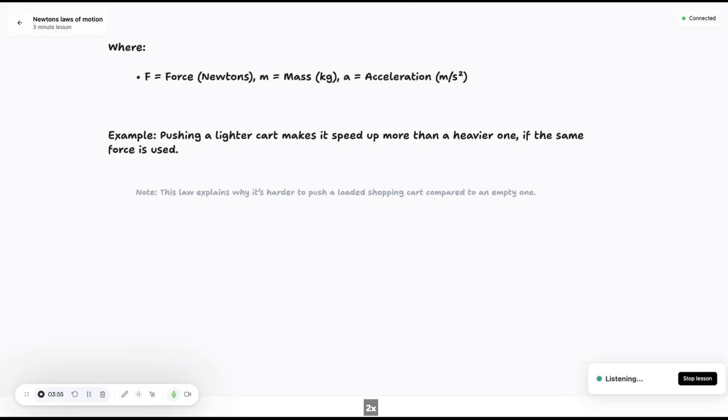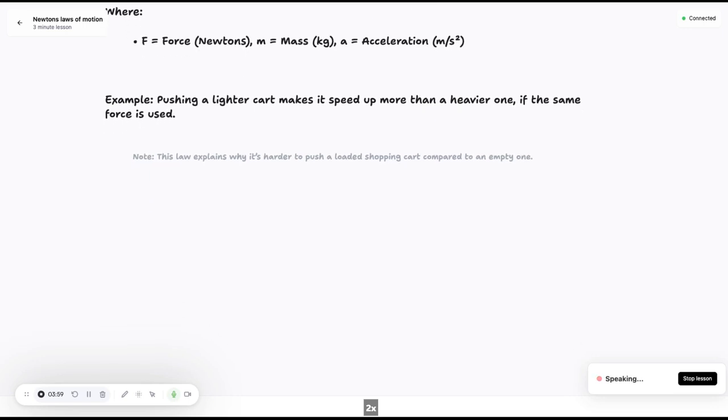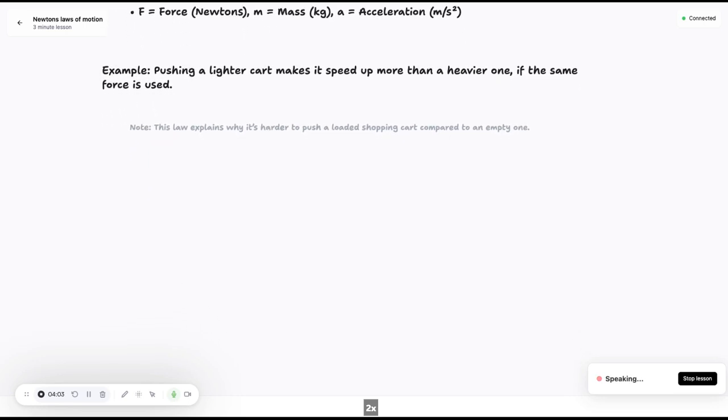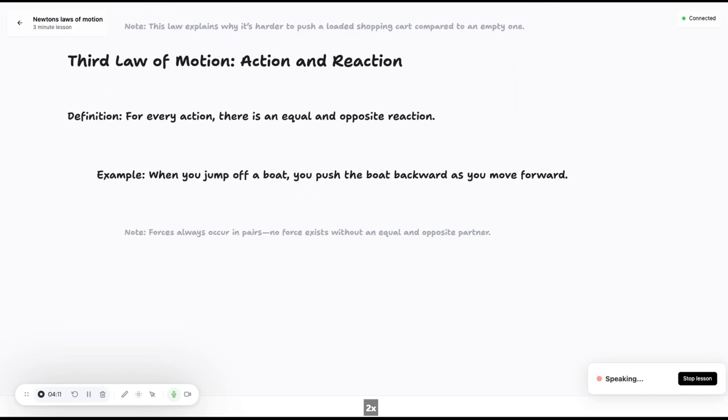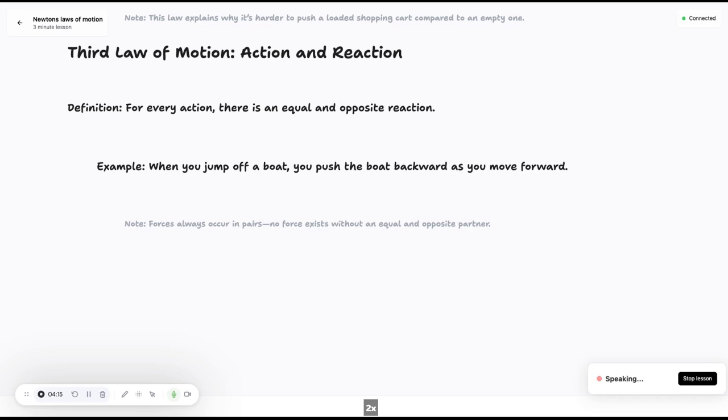No, all clear. Now let's explore the third law, action and reaction. Newton's third law says that for every action, there's an equal and opposite reaction. This means forces always come in pairs. If you push on something, it pushes back on you just as hard, but in the opposite direction. For example, when you jump off a boat, you move forward, but the boat moves backward with the same force.